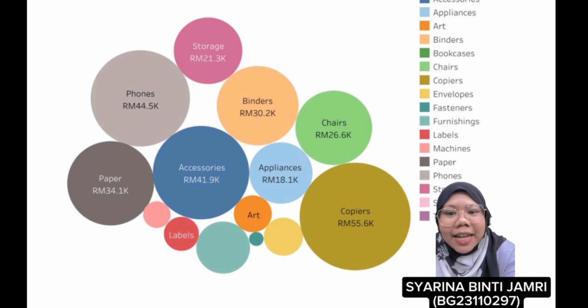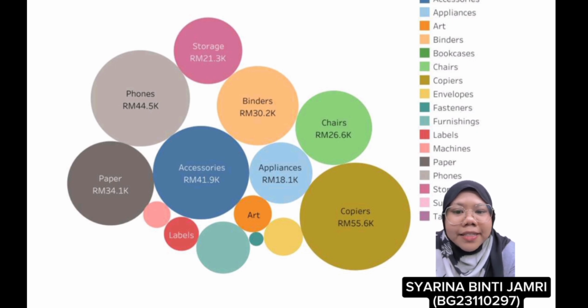appliances, copiers, and others. The first category is accessories, which shows a value of 41.9 thousand ringgit Malaysia. In this view, we can see that accessories has a value more than paper but less than phone's value. The second category is appliances, with a value of 18.1 thousand ringgit Malaysia.